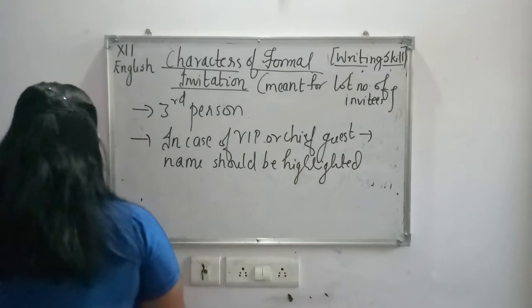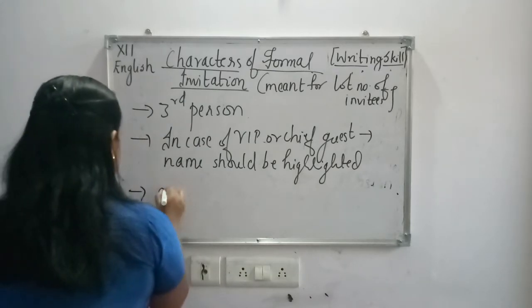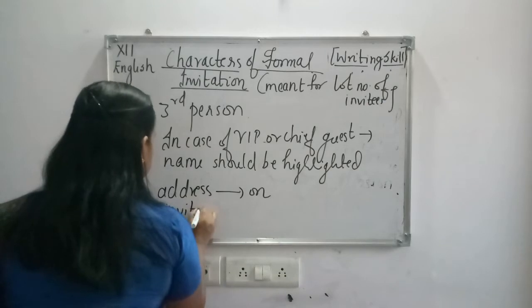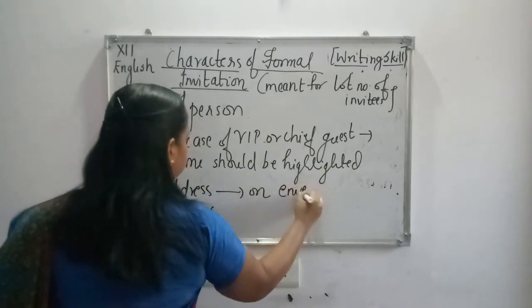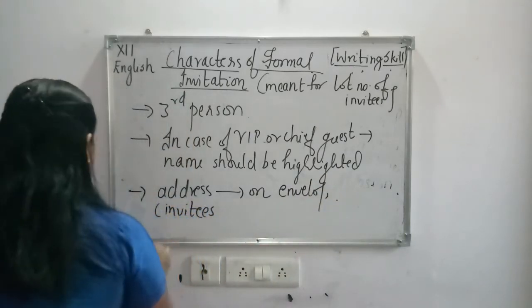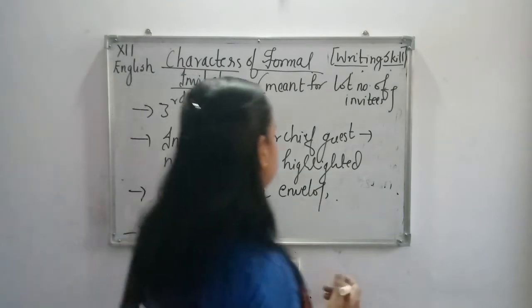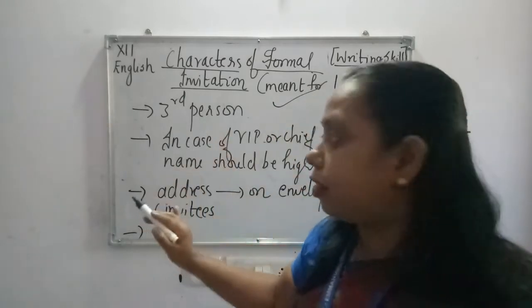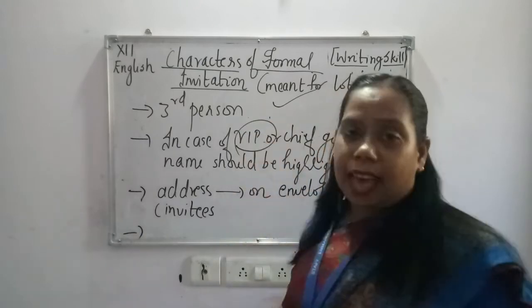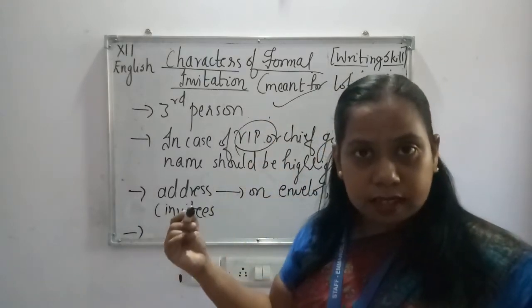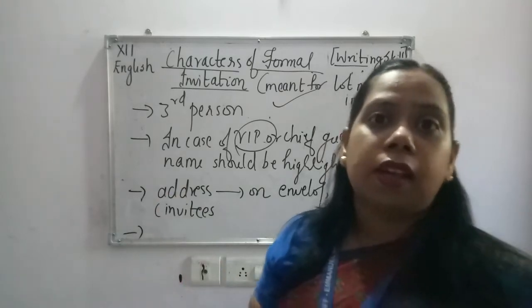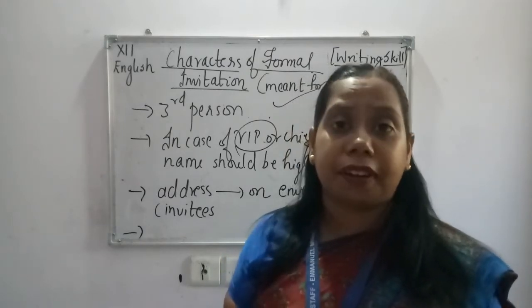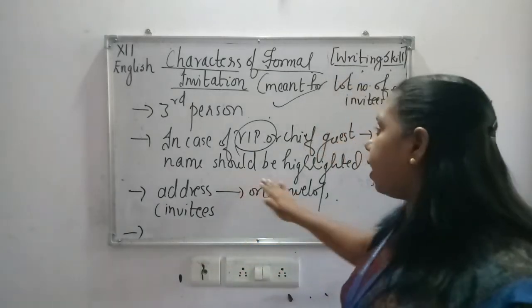Okay, a few things. Address. Whose address? Invitee address on envelope. This I told you. I will explain other things later on. First of all, understand this. Number one is the third person case. When the card is drafted, it is always in third person. For example, if it is an annual function of the school and the school has printed the annual day card, who is the chief guest? That chief guest name should be highlighted on that card.